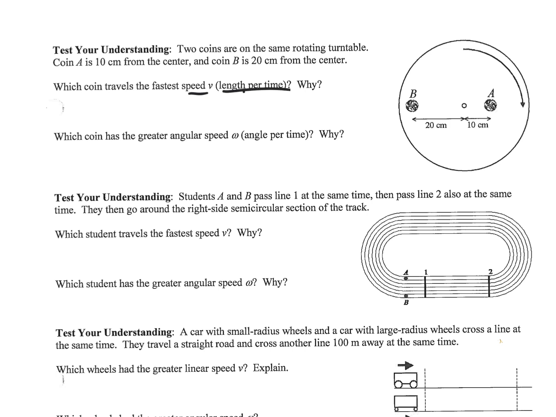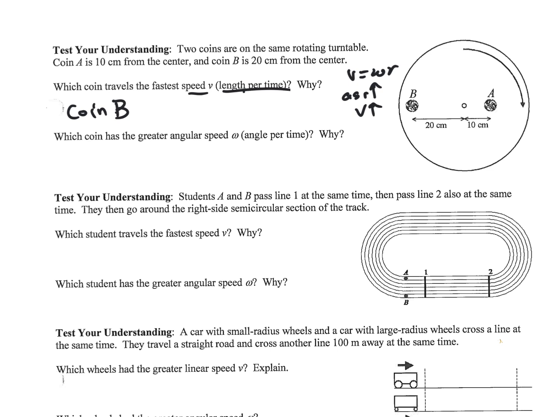Well, let's remember that v is equal to omega times r. So as r goes up, v goes up. So the one that has the longer radius, which would be coin B, in the same amount of time, in other words, at the same angular rotation rate, v is higher because that length is longer that it has to travel.